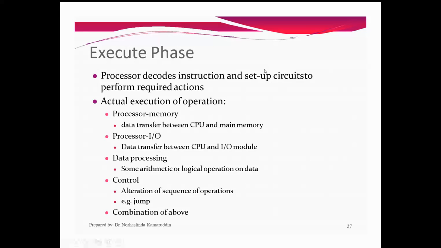So, the actual execution operation, dia ada processor to memory. Ini normally used for your data or instruction that transfer between the CPU and memory. Okay, antara processor dan juga input output device awak. Ketika dia nak decode tu, dia nak execute tu, tiba-tiba you nakkan input devices. So, bila input devices, you perlukan data ataupun input daripada devices. So, dia perlu data transfer antara CPU dan juga input output module.